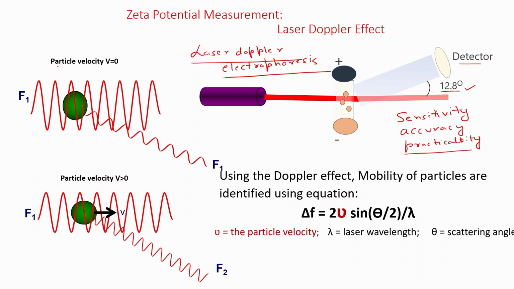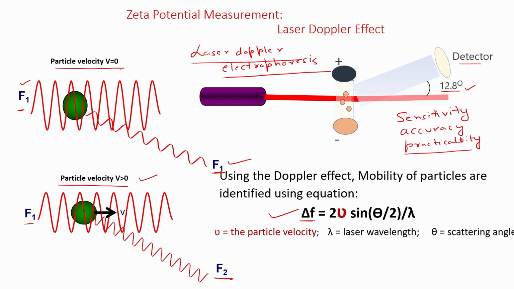Now see this figure. If the particle velocity is 0, then the scattered light frequency is the same as the incident frequency of the light, so f1 here is also f1. But if the particle is moving, that is velocity is greater than 0, then because of the Doppler effect, a frequency change will happen. So here it is f1 and here it is f2. Delta f, the change in frequency, or in simple terms the frequency shift, can be calculated from this frequency shift equation.